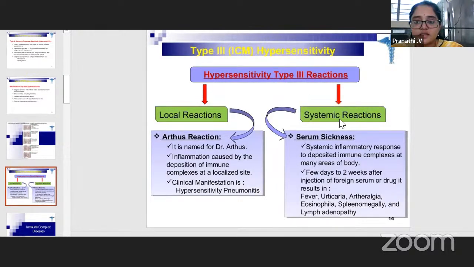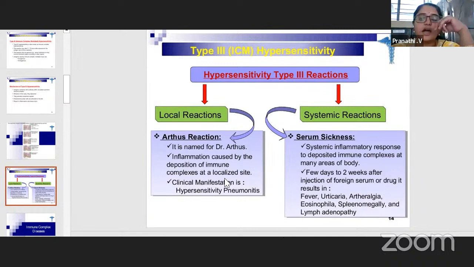An example is the systemic case, wherein the whole body is affected. You have immune complexes, and you will see that reaction in a few days to 2 weeks almost, for example with foreign drugs being given. The side effects are going to be fever, urticaria, that is hives, arthralgia, meaning your joints are inflamed, eosinophilia, where eosinophils are increased, enlargement of the spleen, splenomegaly, and lymphadenopathy, or inflammation of the lymph vessels or lymph nodes. So this is serum sickness. In Arthus reaction, since it was Dr.